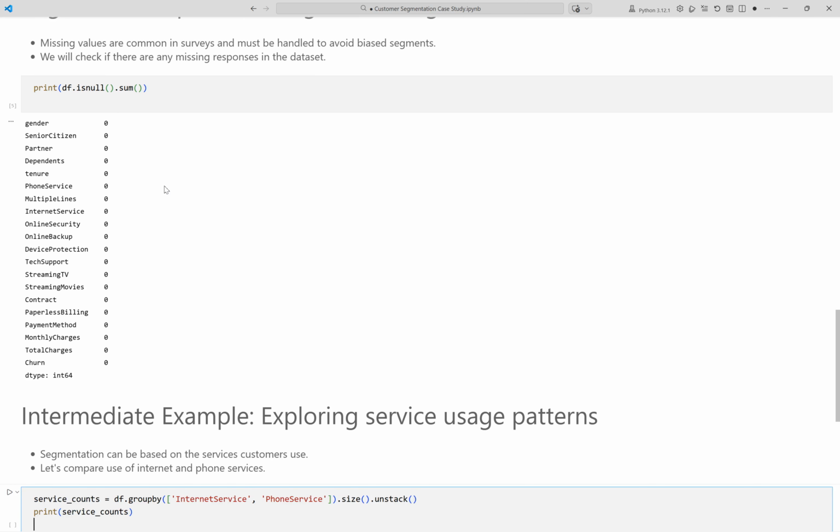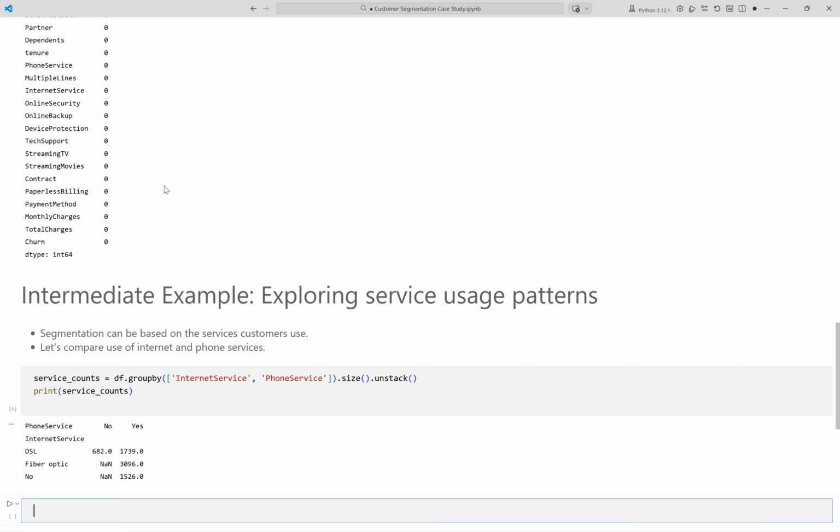Running the cell now. This table shows how many customers use combinations of internet and phone services, segmented by internet type. Notice that all fiber optic and no internet customers have phone service, while DSL customers are split between having phone service or not. This highlights usage patterns that can guide targeted service strategies.